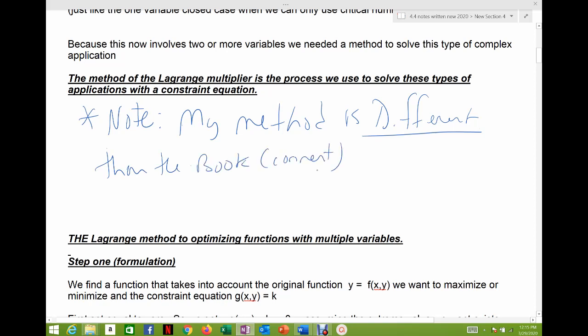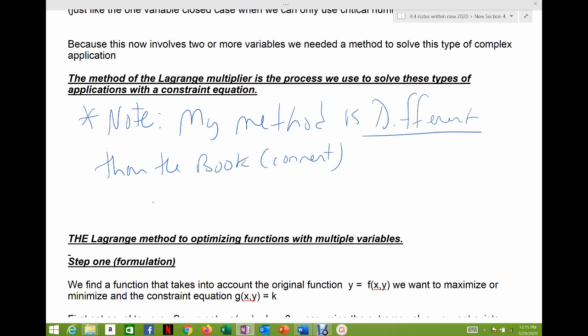Because Connect is basically the online book material. So just make sure you're aware of, now, it's actually solving the same way, it's just a different way to solve it. The book uses more of an algebraic method where you solve it and then you solve the system algebraically.